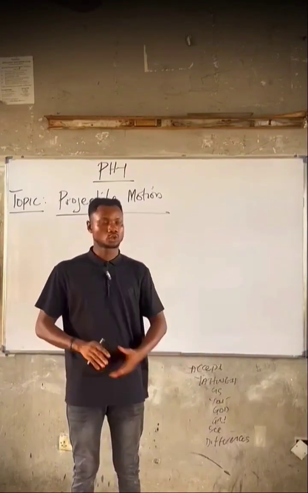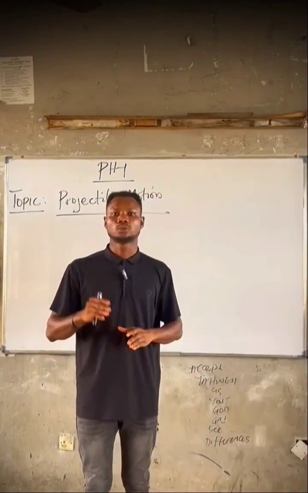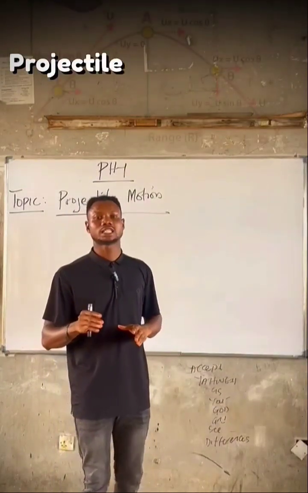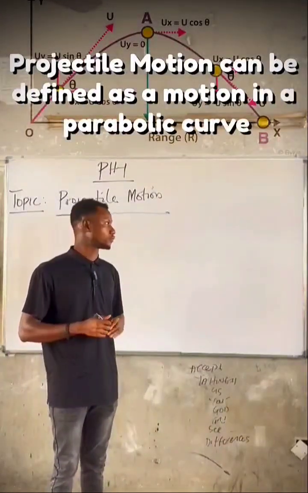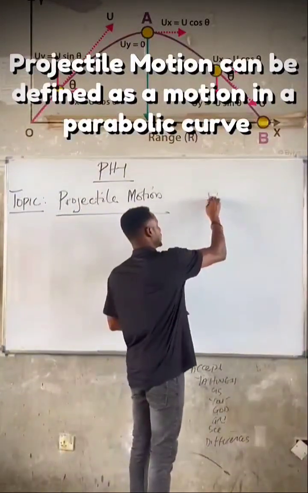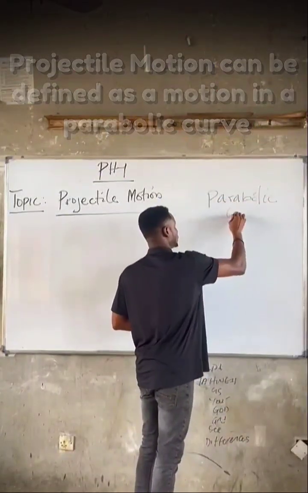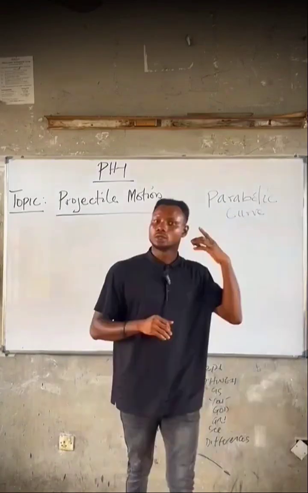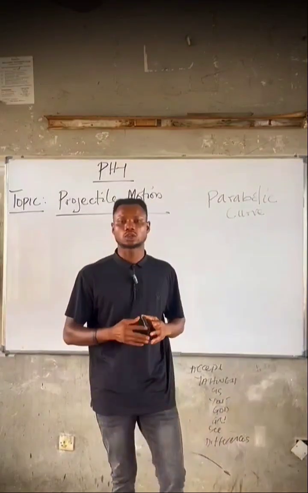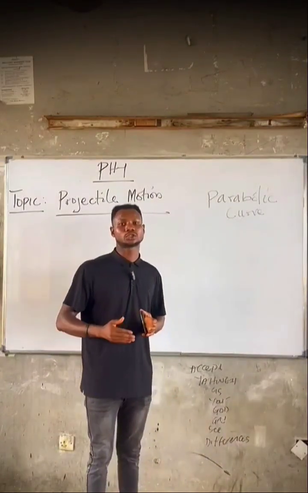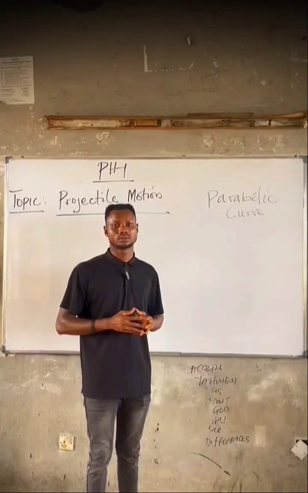So let's take the definition of projectile motion. Please write: projectile motion can be defined as a motion in a parabolic curve. Please take note. Projectile motion is a motion under the influence of gravity.